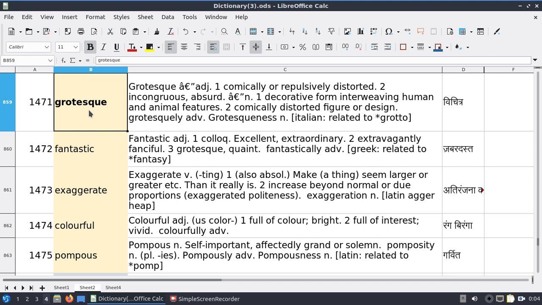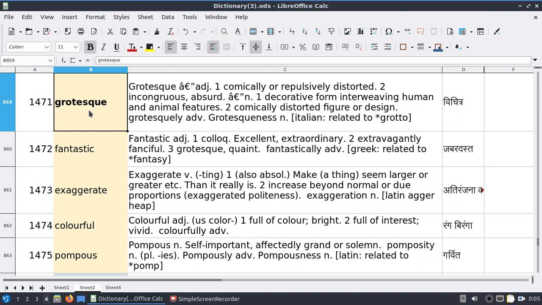Grotesque. Grotesque is absurd, vichitra. It is more of comical also. Grotesque distortion of the truth. That means it is almost funny also the way that they have changed the truth. The story was too grotesque to believe. Right. It's grotesque to expect a person of her experience to work for so little money.